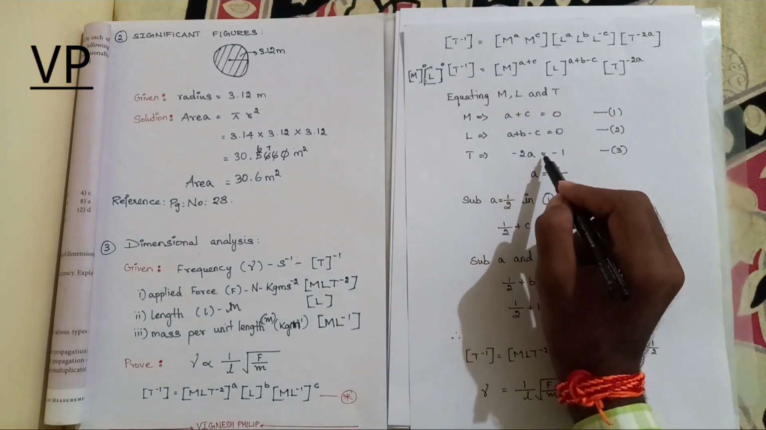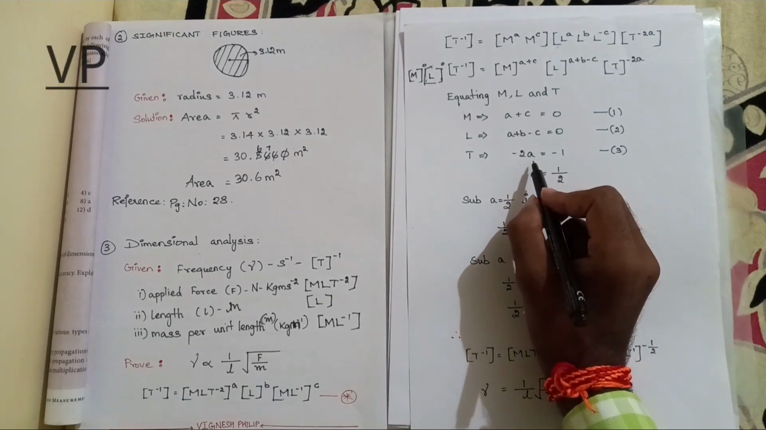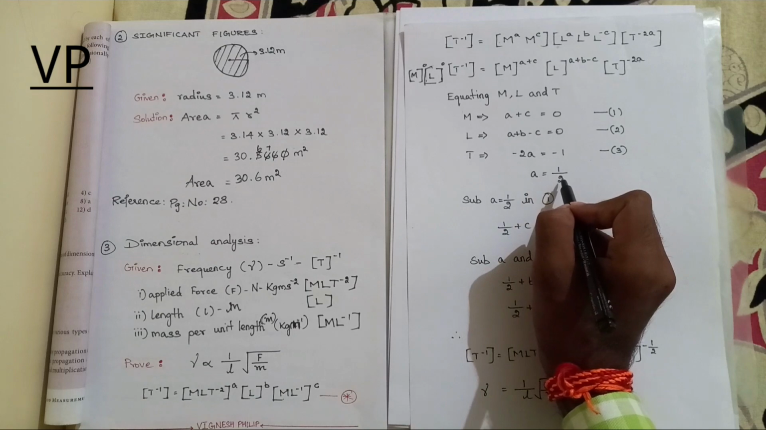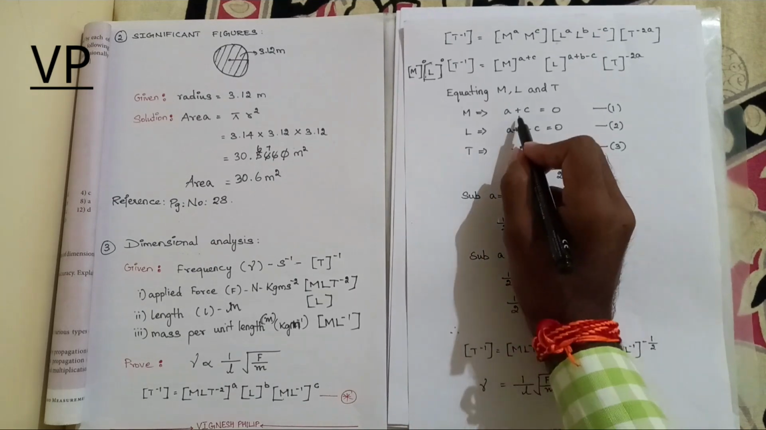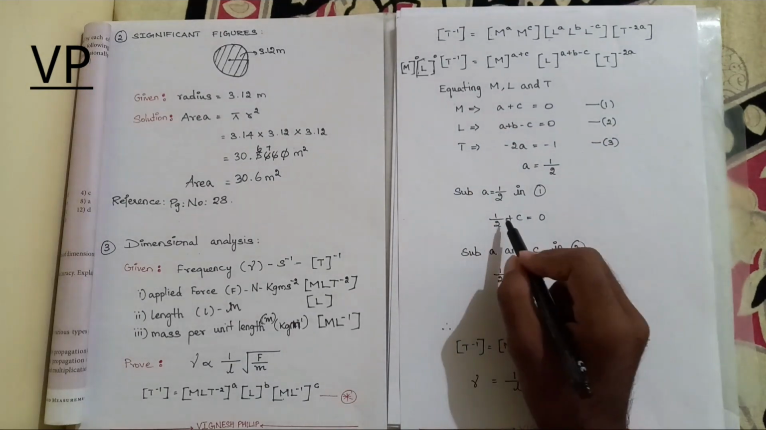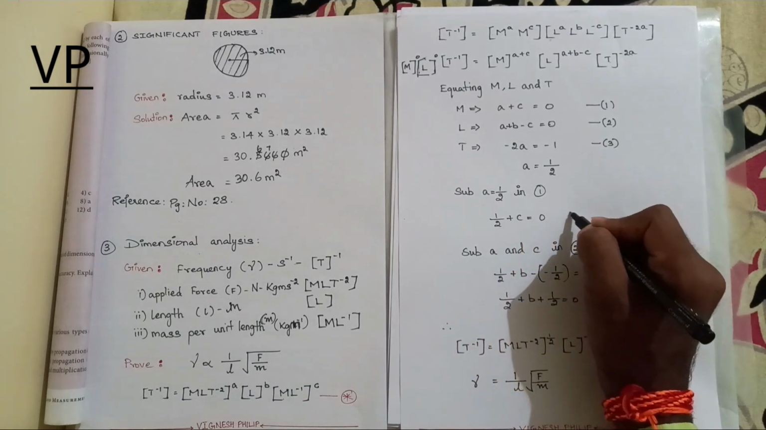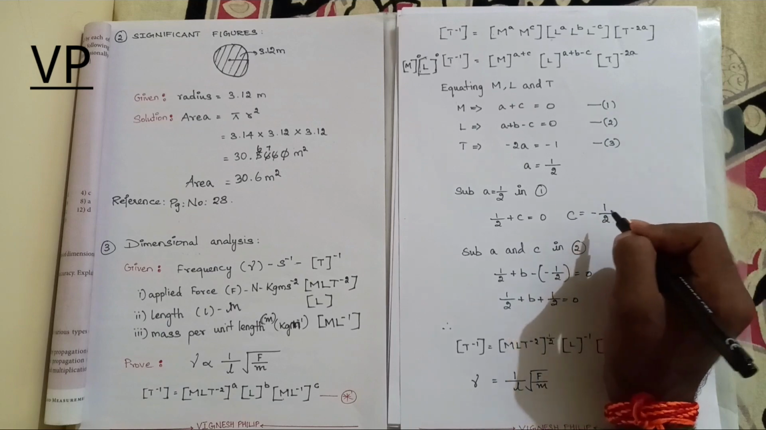So minus 2A is equal to minus 1. These three are the equations. Using the third equation, we can directly find the value of A, which is equal to 1 by 2. Substitute A equal to 1 by 2 in the first equation, A plus C equals 0. We get half plus C equals 0, such that C is equal to minus 1 by 2.